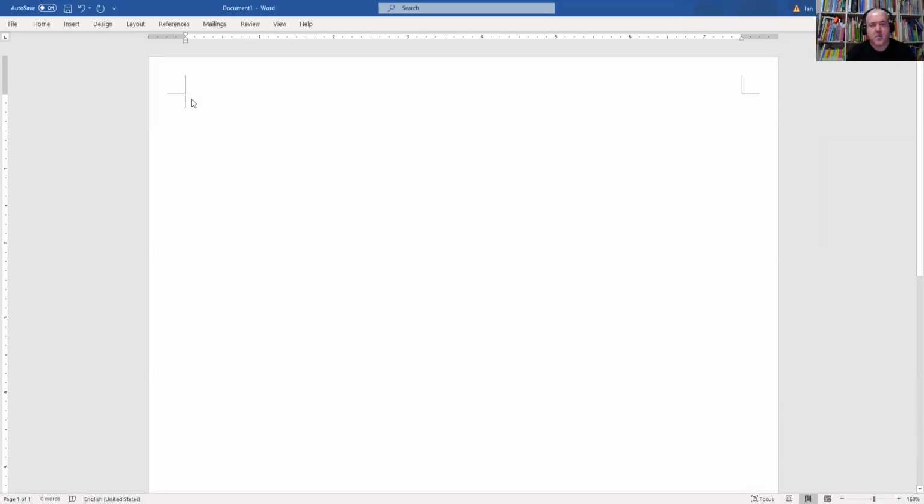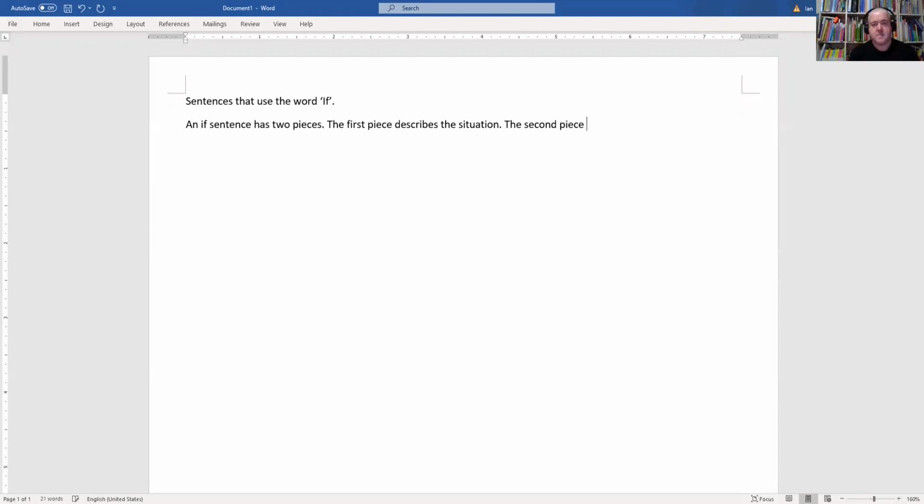So for the next class, what we're going to do is use sentences that use the word if. An if sentence has two pieces. The first piece describes the situation. The second piece describes what happens next.